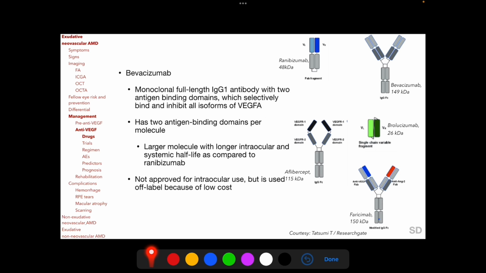Bevacizumab is a full-length IgG1 antibody, as shown here in this diagram, with two antigen binding domains per molecule, which selectively bind and inhibit all isoforms of VEGF-A. So it is a larger molecule as compared to ranibizumab, with a longer intraocular and systemic half-life. Bevacizumab has not been approved by FDA for intraocular use but is used widely off-label because of its low cost.